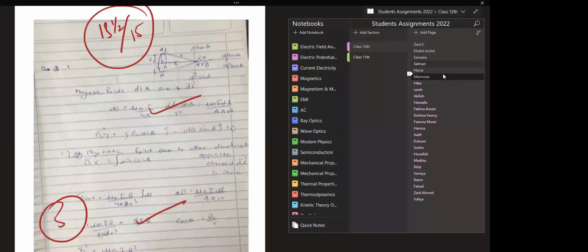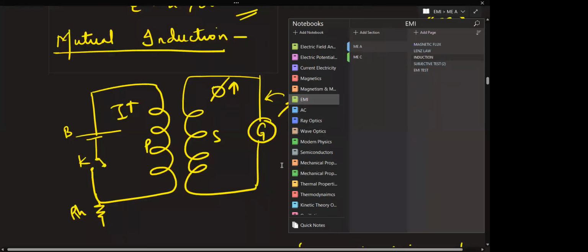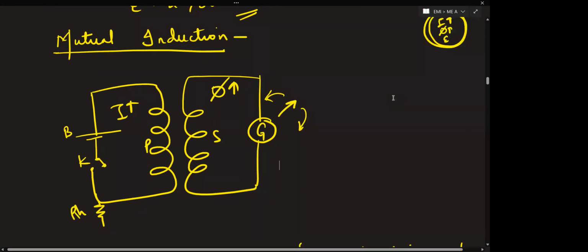And Maimuna, she's joining from September. All right. So any doubts in the paper, ask me. You have your test today as well, no?